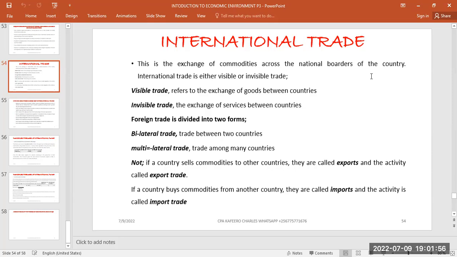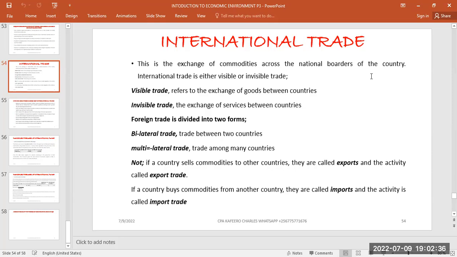Let's first understand what international trade is. International trade is the exchange of goods or commodities across the national borders of the country, or it is the exchange of commodities between residents of one country and those of the other country. This one is a very easy one, and it will not be hard for you to grasp.